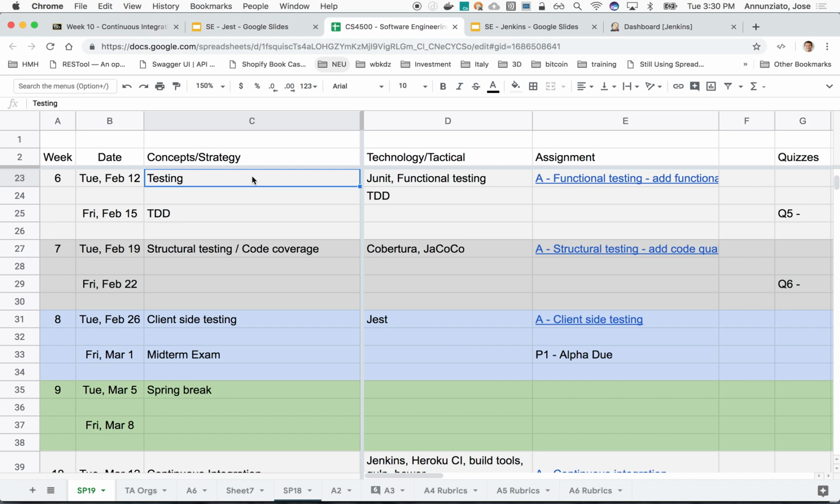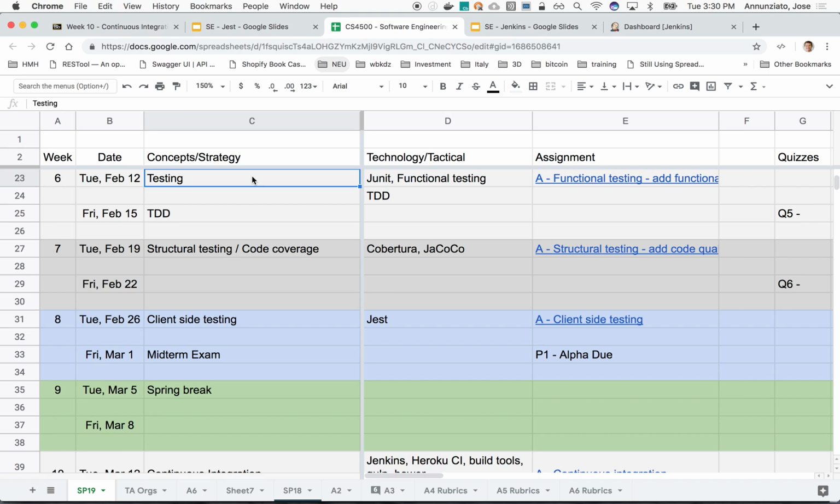We then looked at structural testing, more into white box testing, and saw how the actual algorithm would inform us on what the unit test should be. And then we just talked briefly about client-side testing. We talked about Jest, and I'd like to expand a little bit on that.